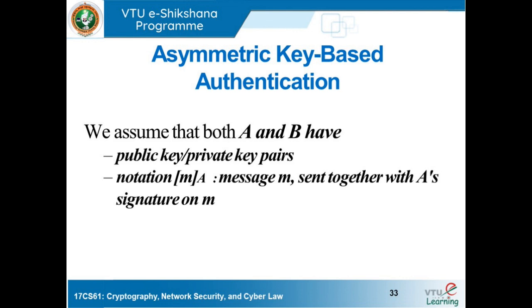Now let's look at what happens in asymmetric key based authentication. Over here we assume that there are two communicating parties, A and B. Both the communicating parties have public private key pairs. Now obviously in asymmetric key cryptography both the communicating parties will have two keys, and these keys are related to each other. That is why we refer to them as public private key pairs. Now over here we will use a notation M and A. The message M sent together with A's signature on M. Now this is what this notation actually means.